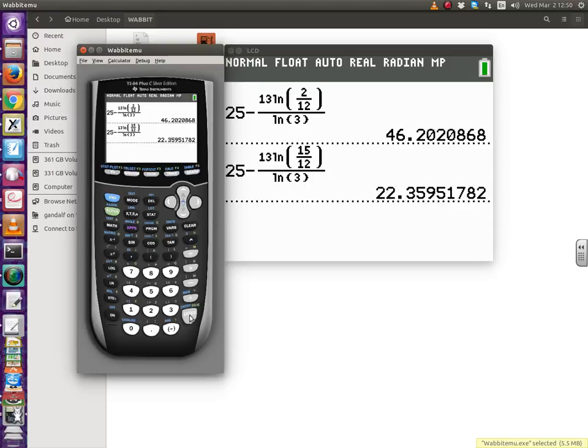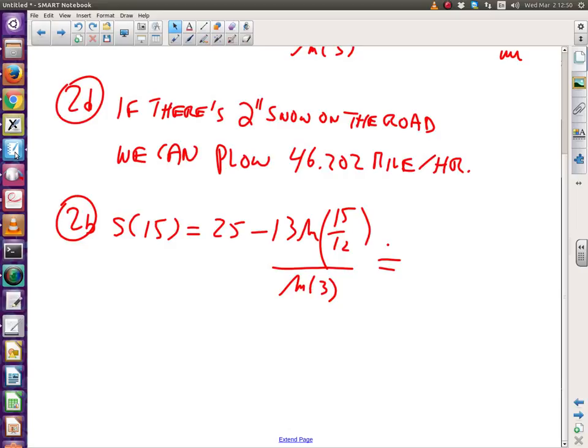And you get 22.356 miles. Okay, so write that. 22.356 miles of road per hour, whatever. You could write miles per hour, I guess, there.